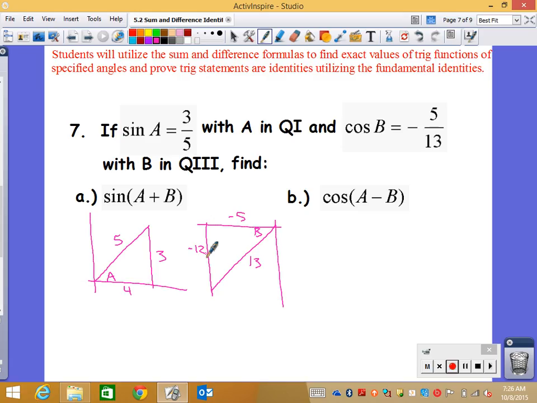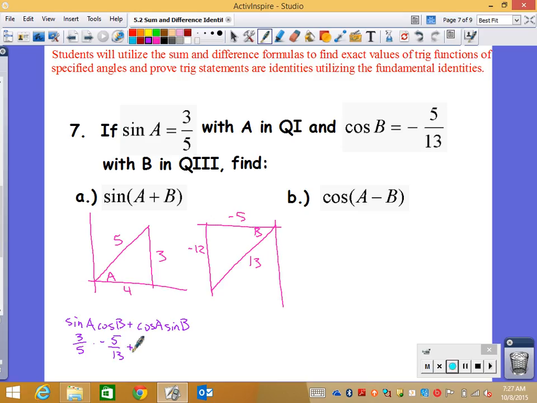Now using my identities, my sine sum, I know that the sine sum is going to equal sine A cosine B plus cosine A sine B. Let's think about these different angles. What's the sine of A? Well, that's just opposite over hypotenuse, or 3/5. Times, what's the cosine of B? Well, that's just the adjacent over hypotenuse, or negative 5/13.